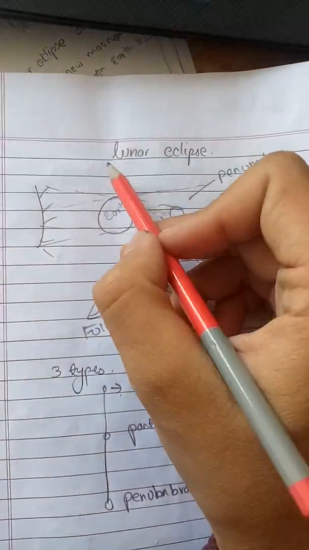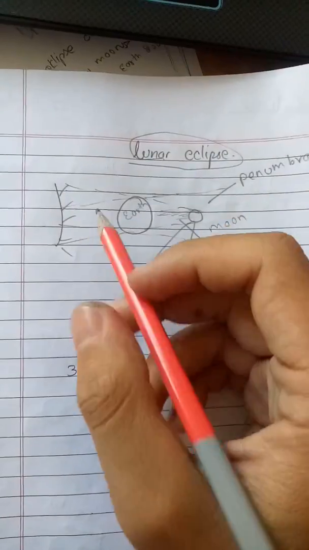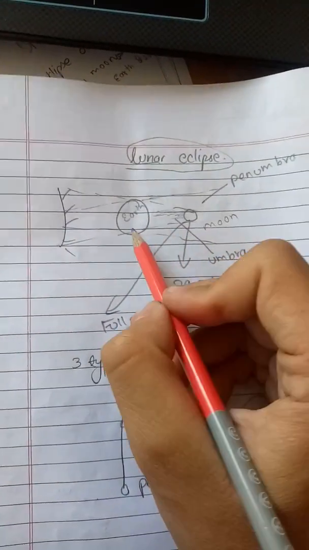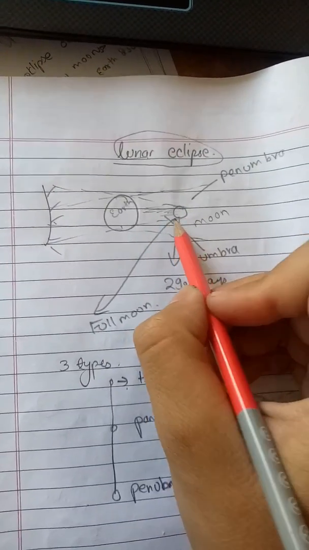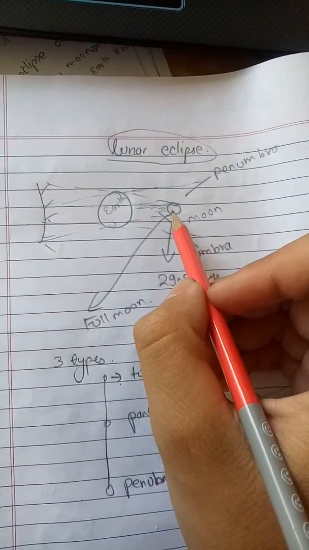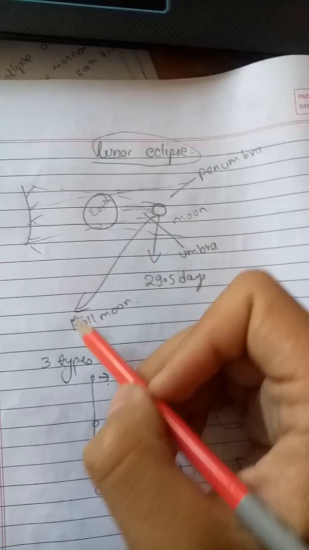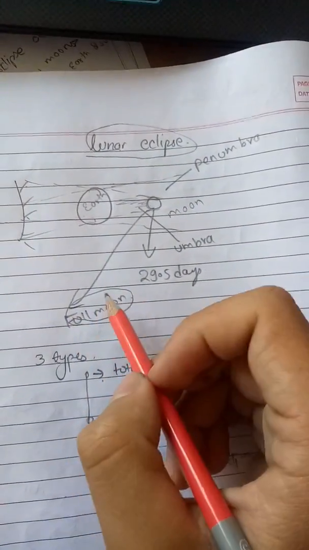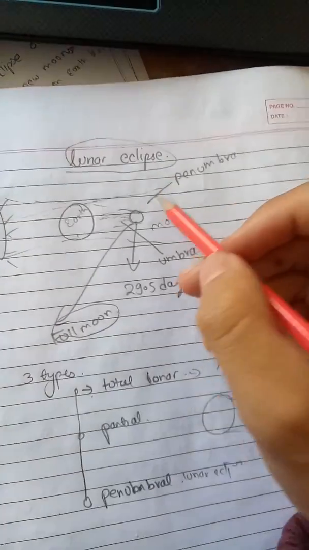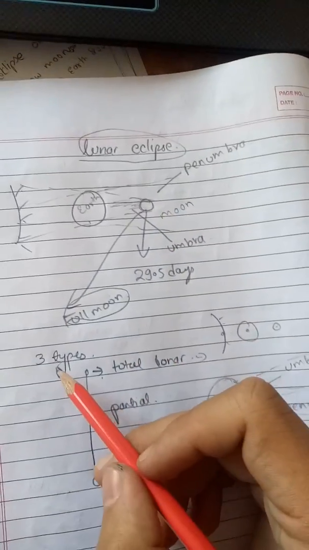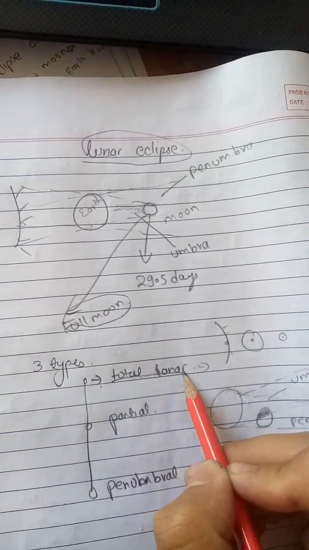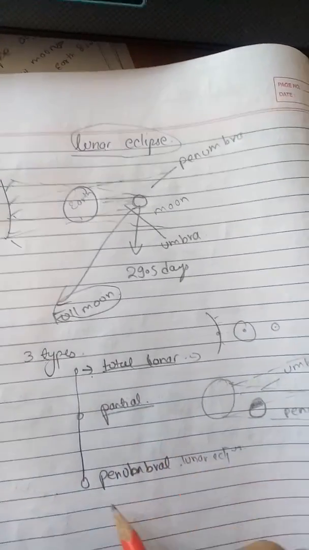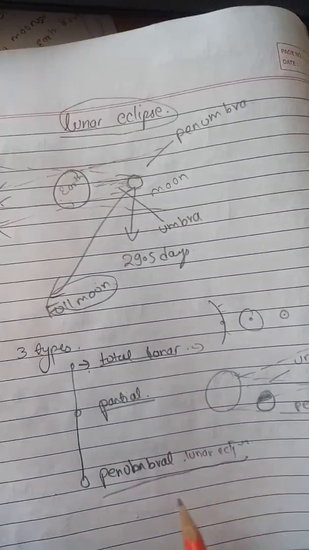Lunar eclipse. Lunar eclipse is the eclipse which occurs when the moon is behind the earth and the earth blocks the sunlight. In this eclipse, the moon is in the phase of full moon. There are three types of lunar eclipse. First is total lunar eclipse, partial lunar eclipse, and penumbral lunar eclipse.